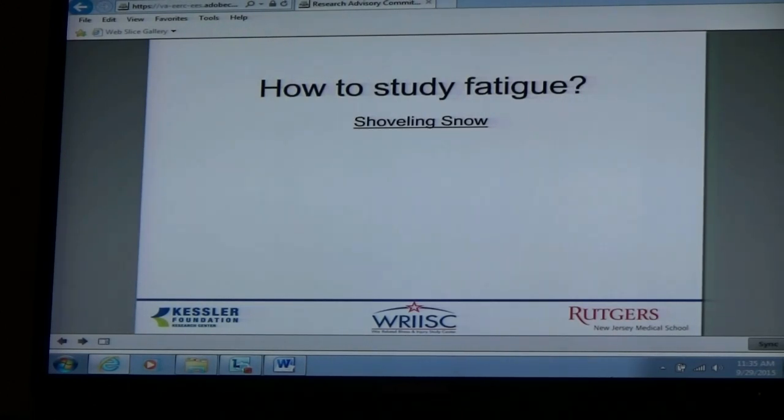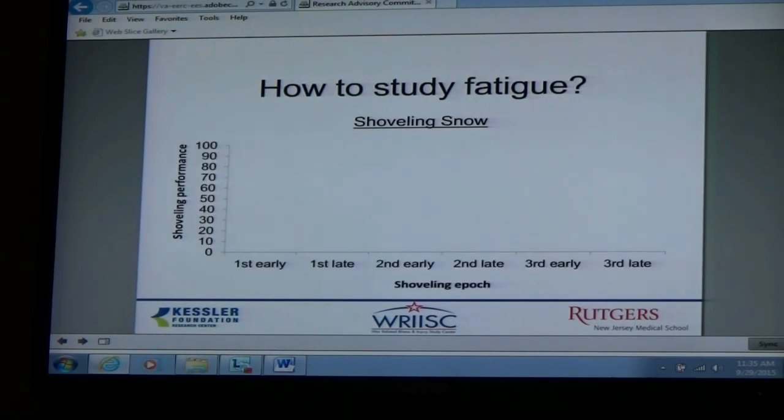Okay, so let's think about shoveling snow for a minute. If you have shoveling performance on the y-axis, and 3 epochs of shoveling on the x-axis, you might imagine going out and shoveling snow, and when you start, you're near the top of your game. You can shovel like anything. But after a little while, your shoveling performance declines. You start to get tired.